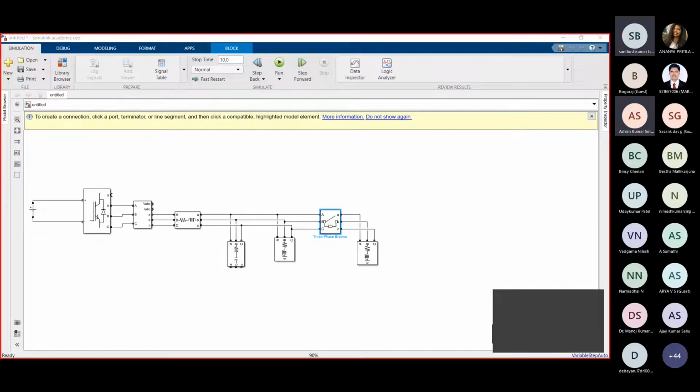I have made it already. You can see this is the physical system. This is the DC voltage source, universal bridge, and three-phase VI measurement. This is the filter inductor and this is the load. At 0.2 seconds I'm switching the load. At 0.4 seconds again I'm removing the load from the system. And this physical system I think you can understand. Now I will explain the control part.